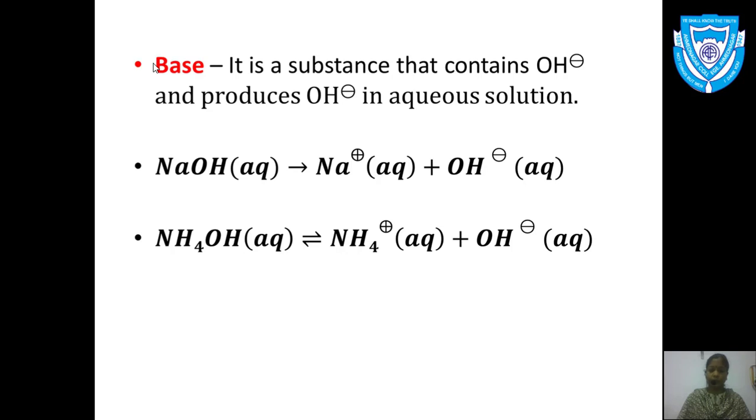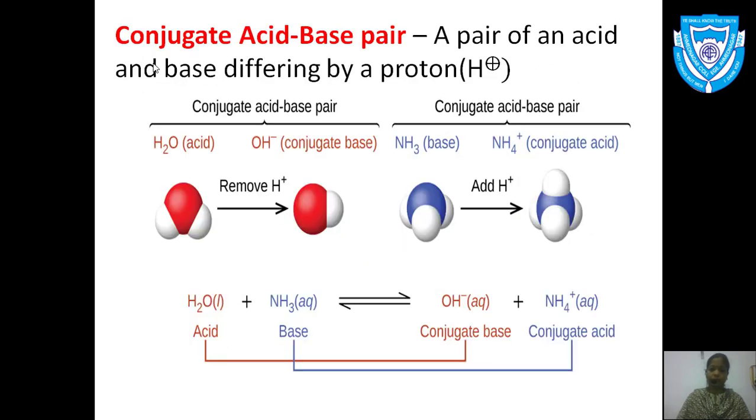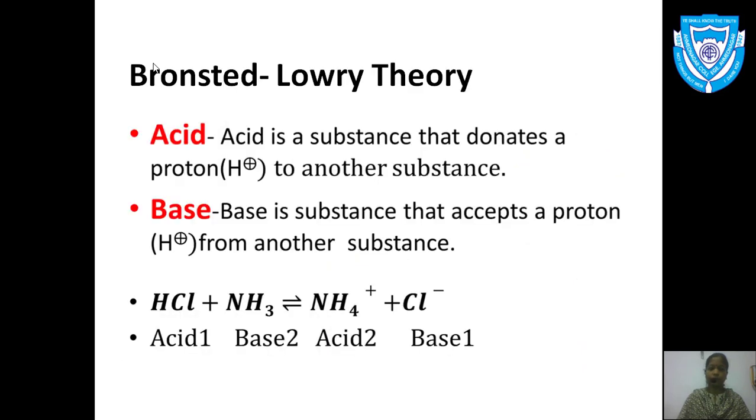Then we go for the next theory, known as the Bronsted-Lowry theory. According to Bronsted and Lowry, an acid is a substance that donates a proton to another substance. Hence the important word here is proton, that is H plus. According to Bronsted theory, a base is a substance that accepts a proton from another substance. So if a proton is accepted from another substance, then it is a base.